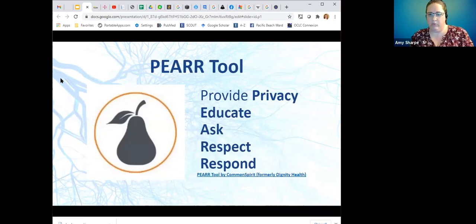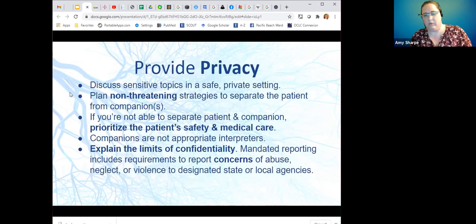So the PEARR Tool, we first provide privacy, educate, ask them about their experience, respect their response, and then respond with appropriate services. So ideally, a room with a closed door where they can have a private conversation about very sensitive things.